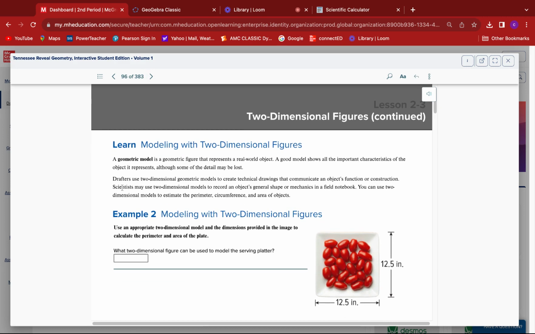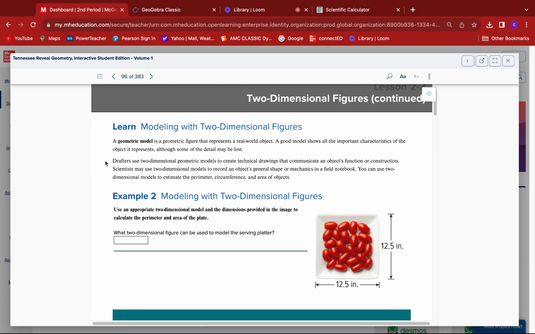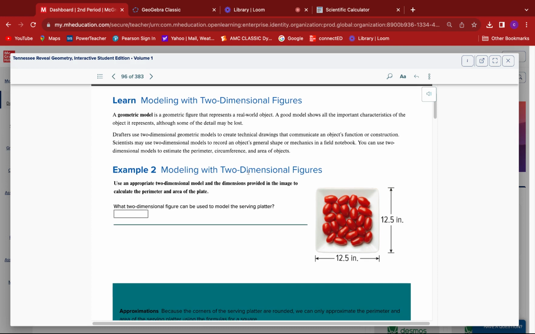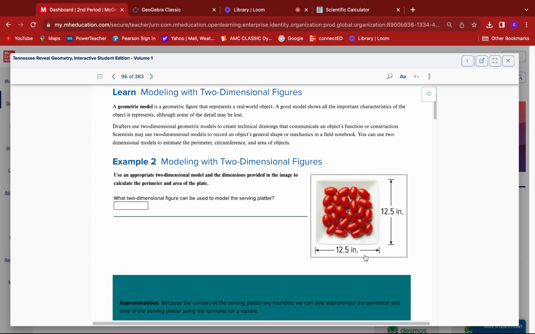Moving on. A geometric model is basically a real-world example of a problem that we are doing. And I see they have a real-world example. It looks like: use an appropriate two-dimensional model and the dimensions provided in the image to calculate the perimeter and area of the plate. Okay, so we have a square plate. I know that because my sides are equal: 12.5 for my base, 12.5 for my height, or length and width, if you want to call it that.